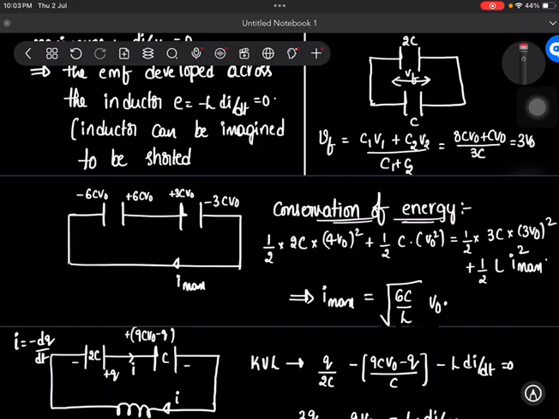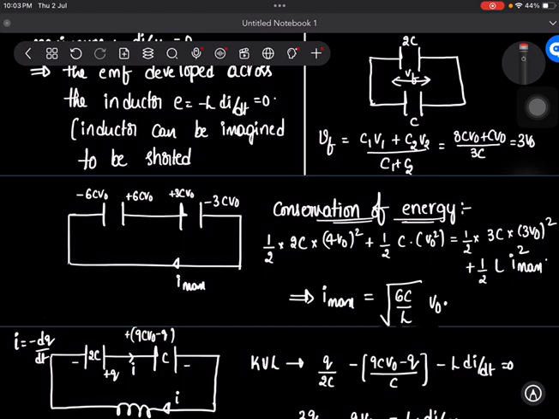Now as we know that there is no resistor in this diagram, only capacitors and inductors which cannot dissipate any energy, I can conserve the energy of this system at any two instants. So I have taken the initial instant when there was no current, and I am taking the instant when there is maximum current and the potential difference across both the capacitors has become 3V0.